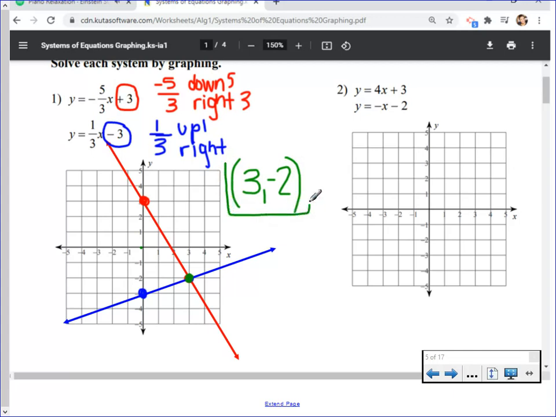This is the answer of my system of equations. So that's it. You find where the 2 lines cross, you write down the ordered pair, and that's your answer.